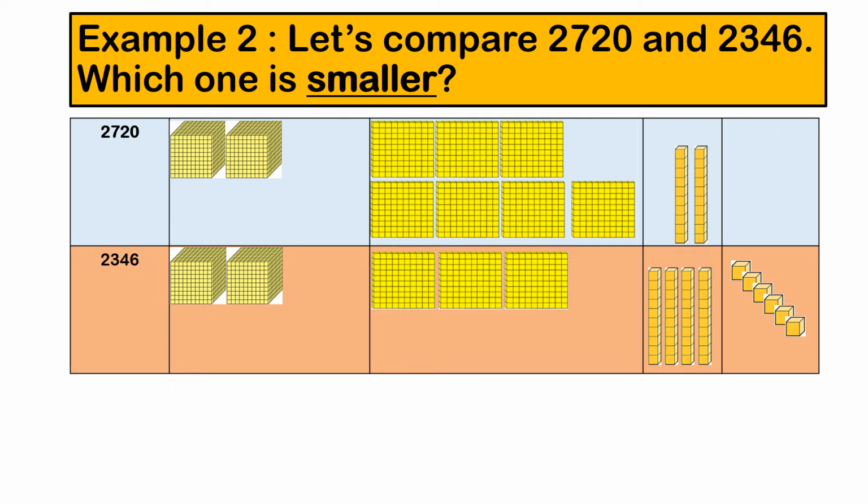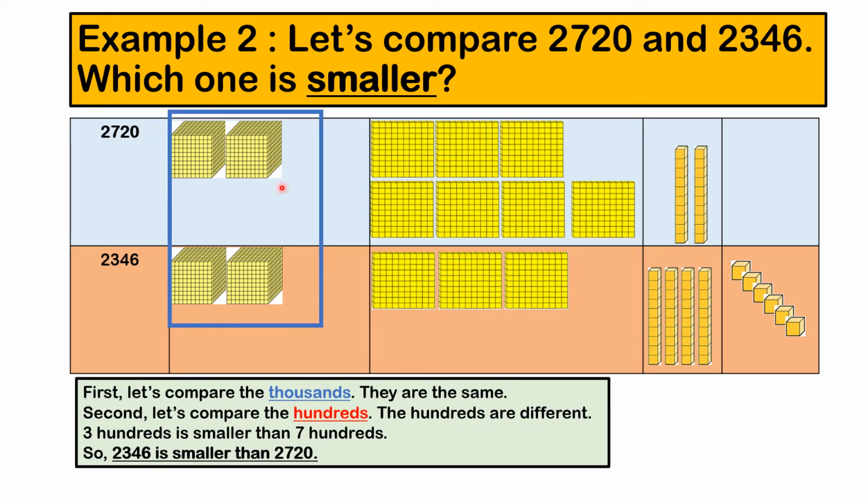Let's have a look at the second example, where we want to compare 2,720 and 2,346. Again, just like the previous example, in example 1, we compare the first digit of the two numbers, which is in thousands. From looking at the thousands, we can see that the thousands are the same. So we cannot say or tell which one is smaller.